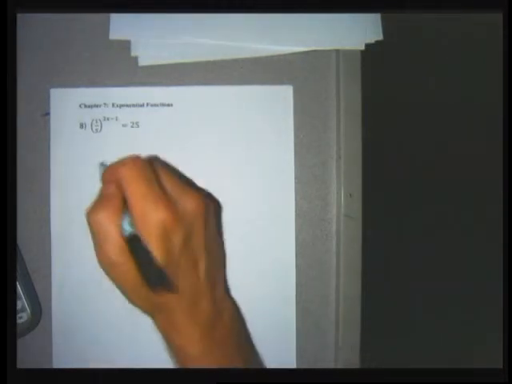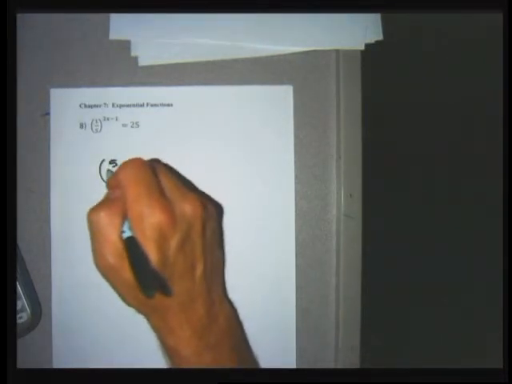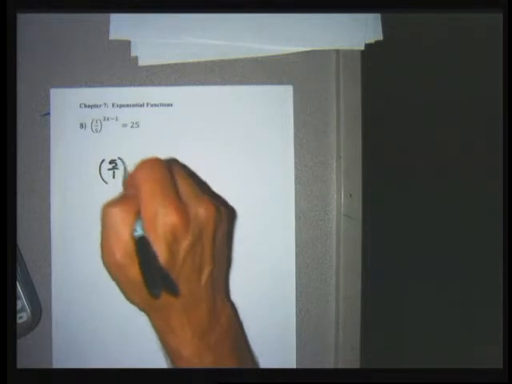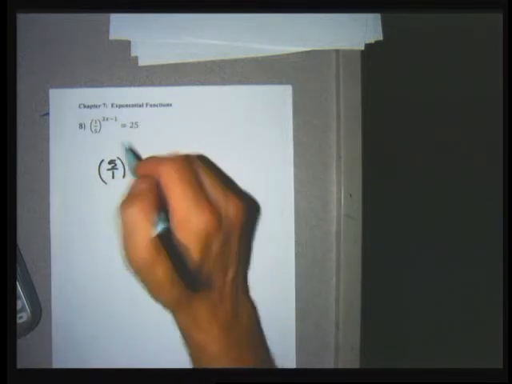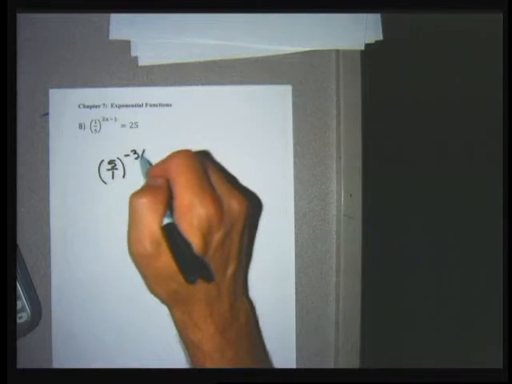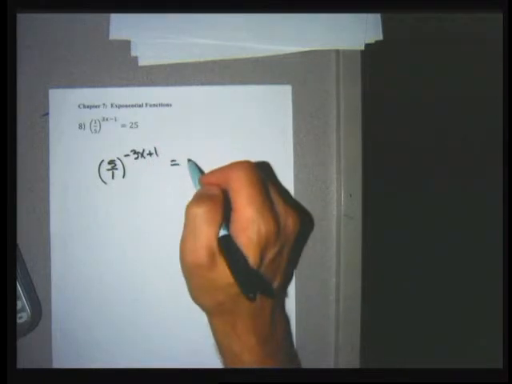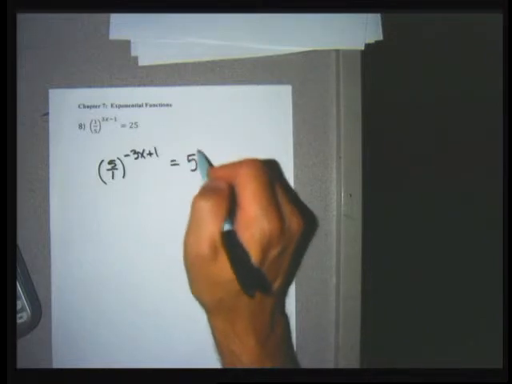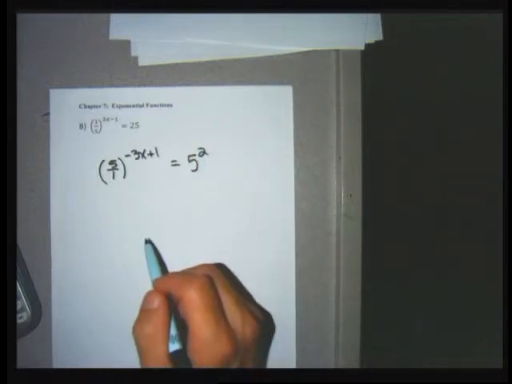Same sort of strategy for 8 with the fraction. I'm going to make this 5 over 1, and when I flip a fraction, I have to find the opposite of the exponent. The opposite of positive 3x is negative 3x. The opposite of negative 1 is positive 1. And on the right side, I know 25 in my head to be 5 squared. I don't need my calculator for it.